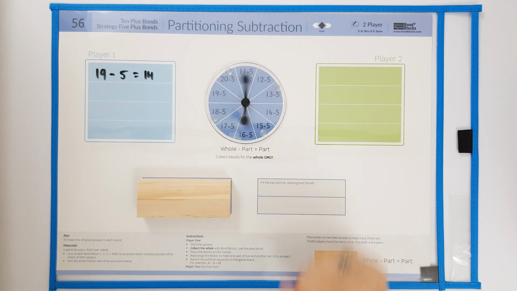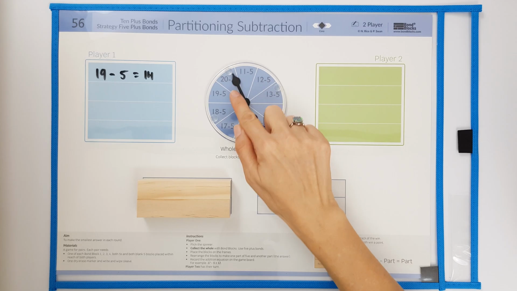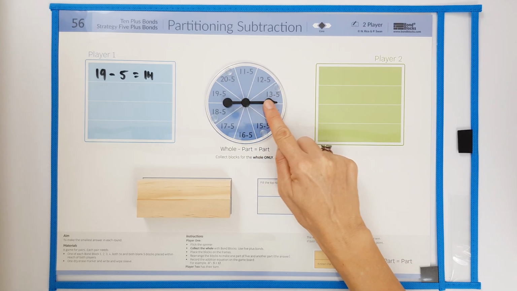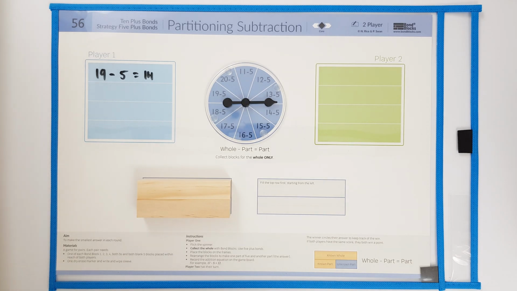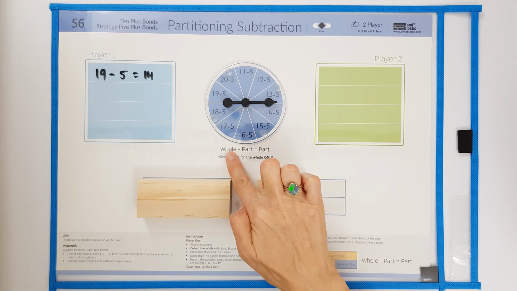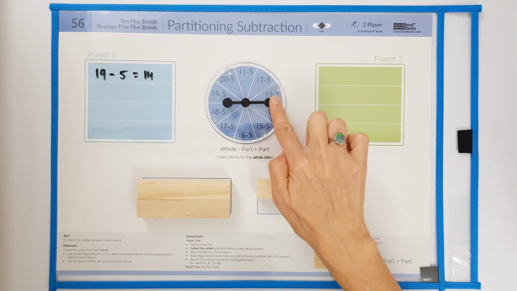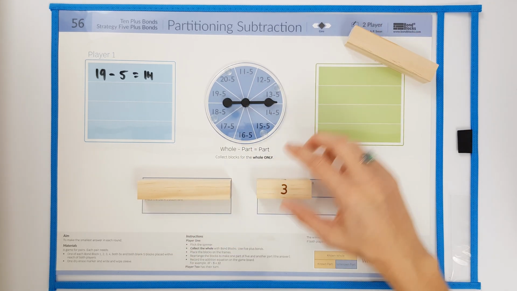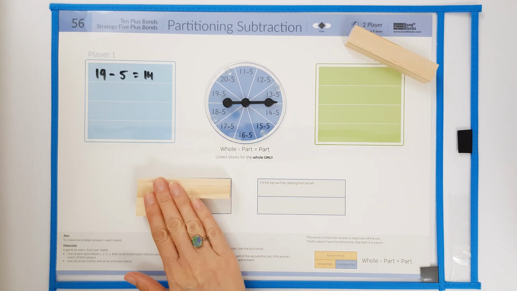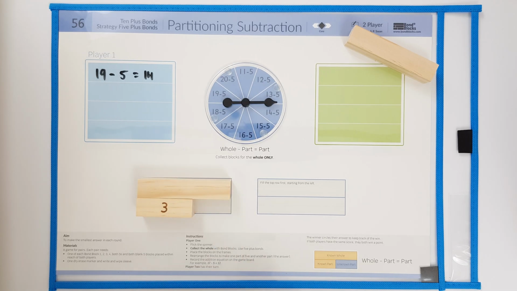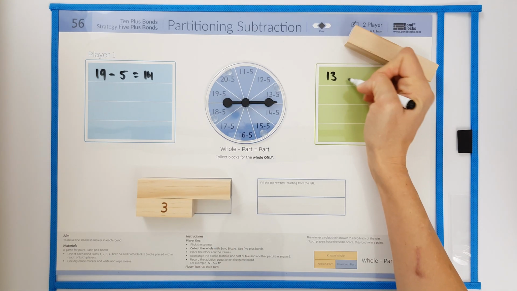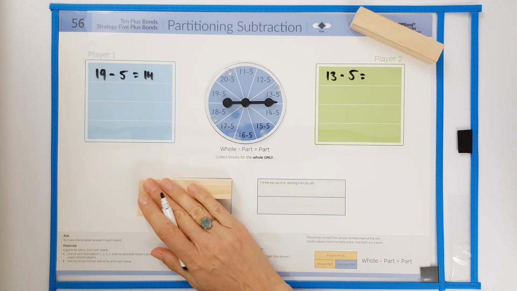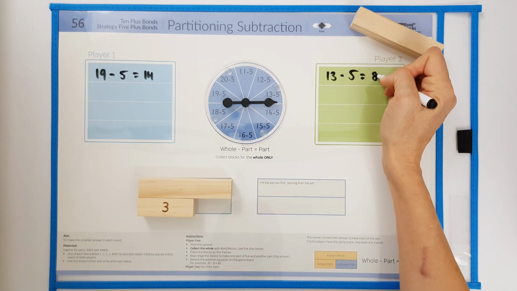Player 2 has their turn, and I'm going to model that they spun 13 subtract 5. They build the whole of 13. There's the whole. We then subtract the part we know of 5, and this leaves us with a part of 8. The whole of 13, subtract the part of 5, equals the part of 8.